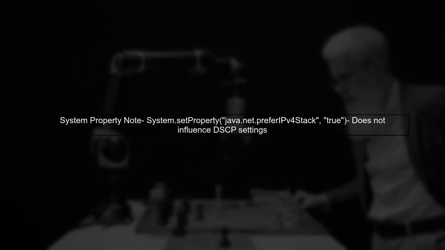Additionally, you mentioned using the command System.setProperty("java.net.preferIPv4Stack", "true"). This command is generally used to prefer IPv4 over IPv6, but it does not directly affect DSCP settings.